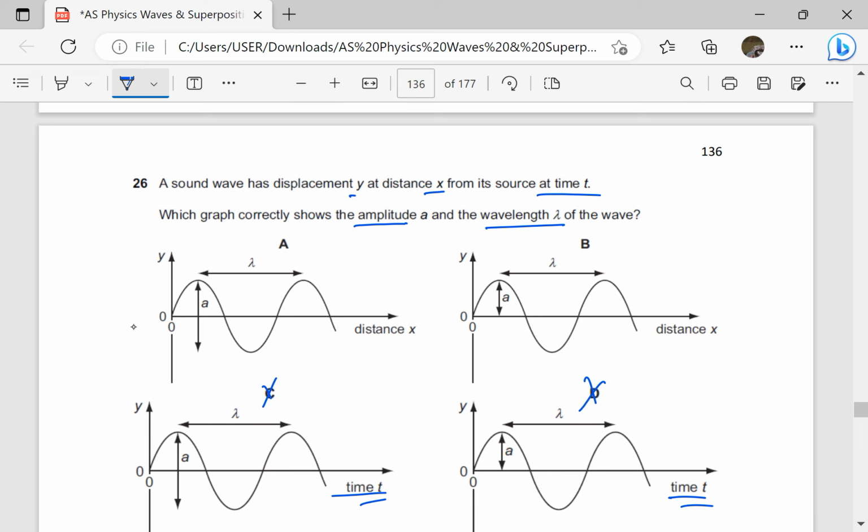Amplitude is the maximum distance from the equilibrium position in a specified direction. So this one is not the amplitude, but this is the amplitude, and that is the wavelength. So our answer is going to be B.